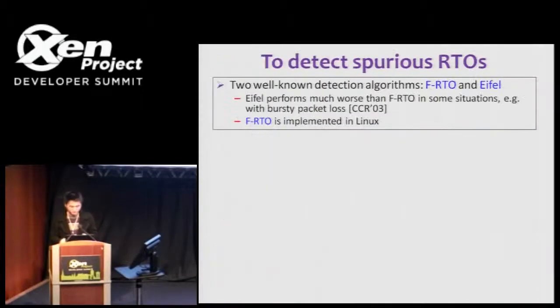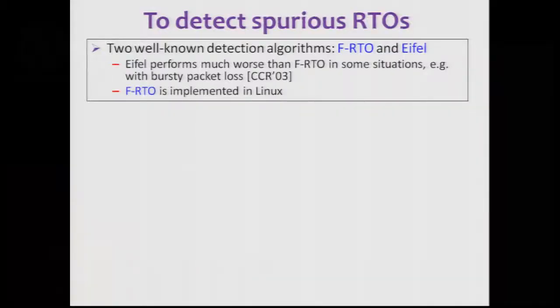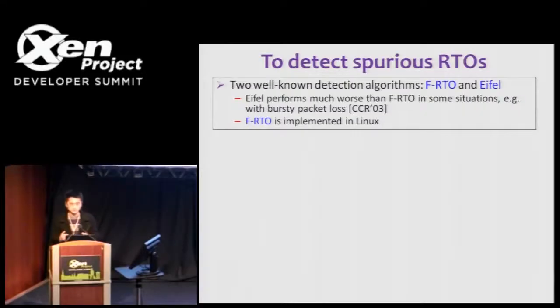So one may ask, well, spurious RTOs are not a problem because we have a lot of detection algorithms for such suspicious cases. And the sender can just restore the window after detecting such cases. There are two well-known detection algorithms, F-RTO and Eifel. And Eifel performs much worse in some situations than F-RTO. It is also not implemented in Linux, and we adopt F-RTO in all experiments.